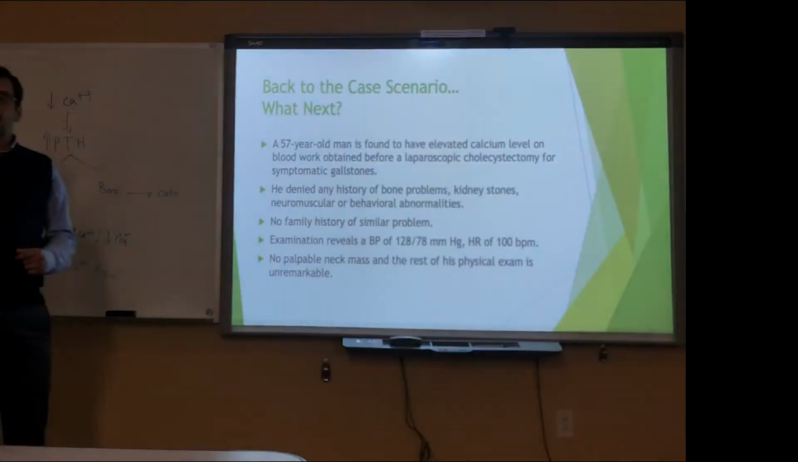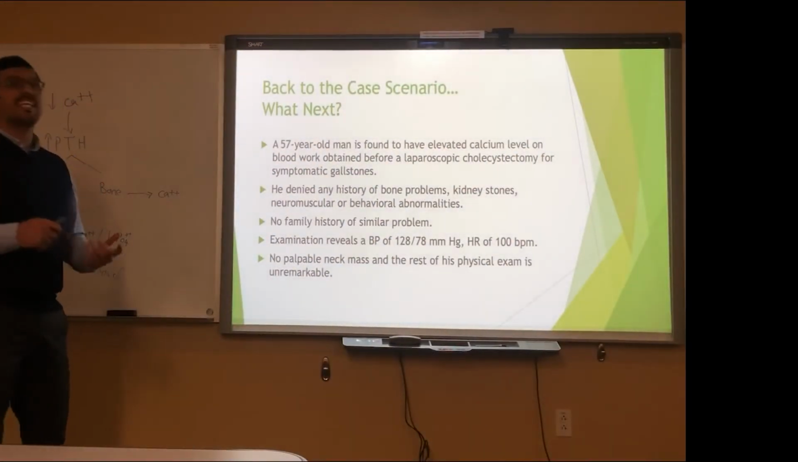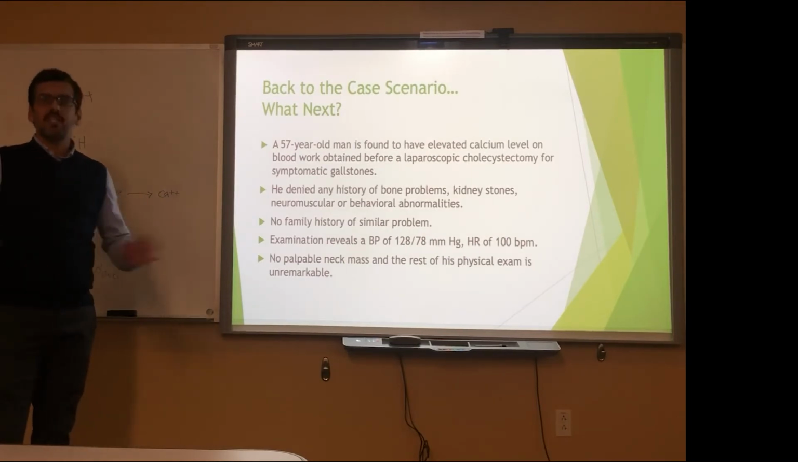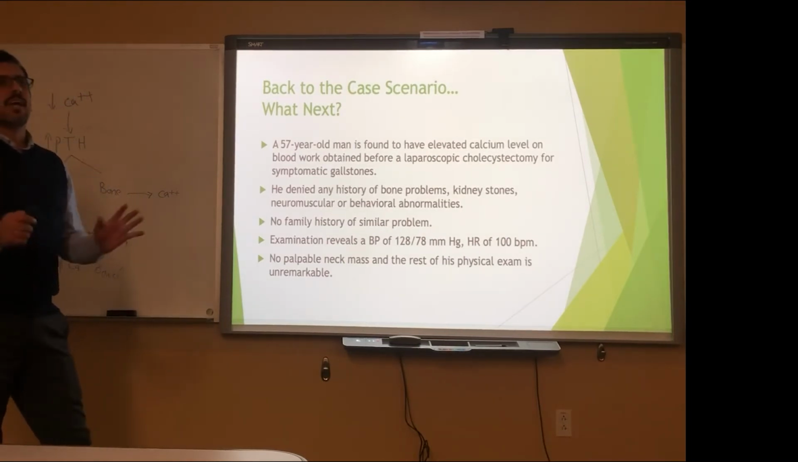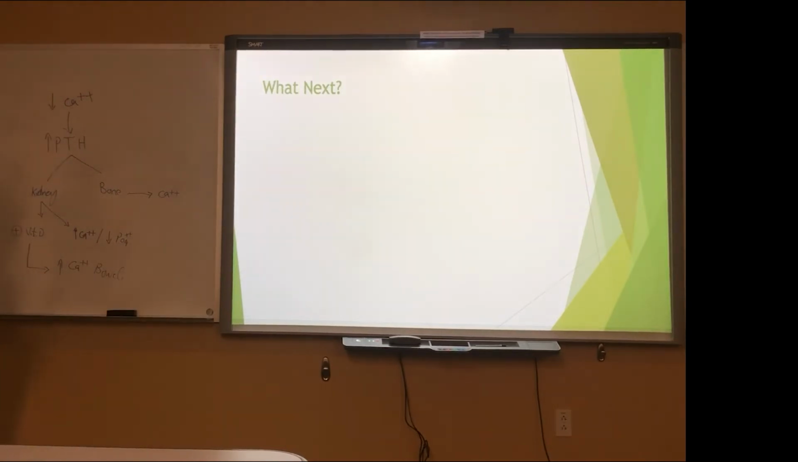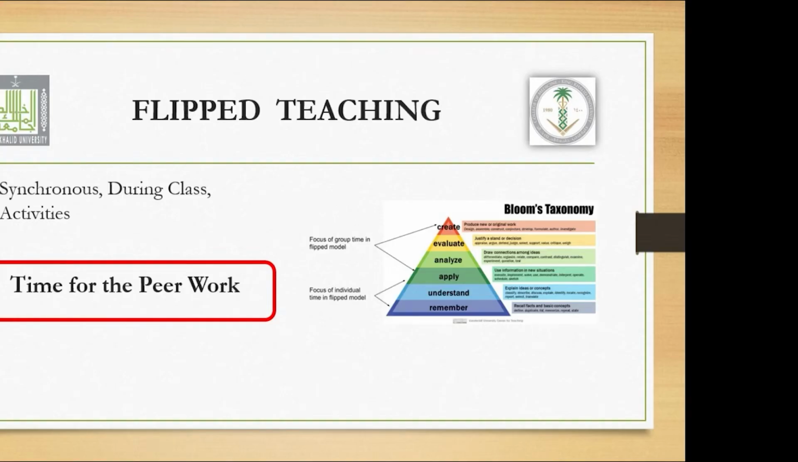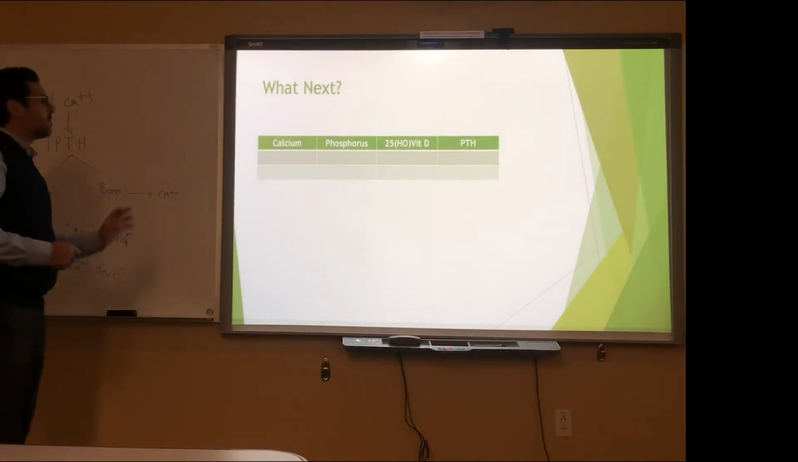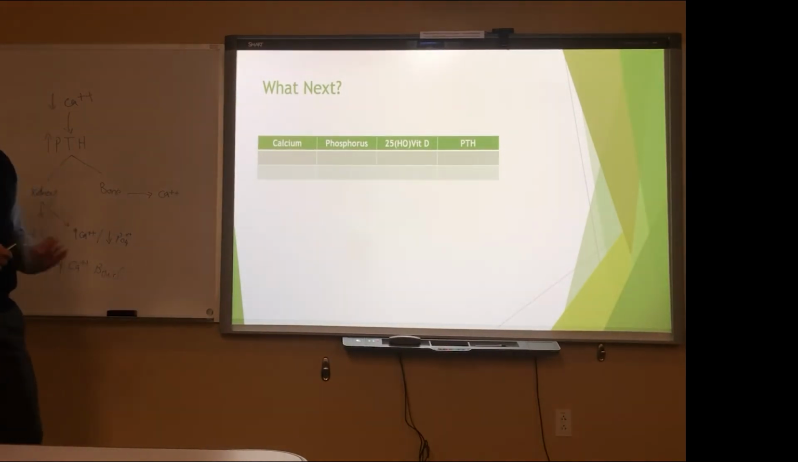So back to the case now. What's next? So you have this patient who is totally asymptomatic, only he has high calcium. What do you do? Based on this, what do you think you're going to request for this patient? Excellent. So you're going to request calcium, phosphorus, vitamin D, and PTH.